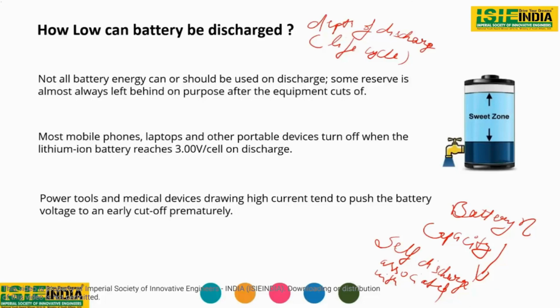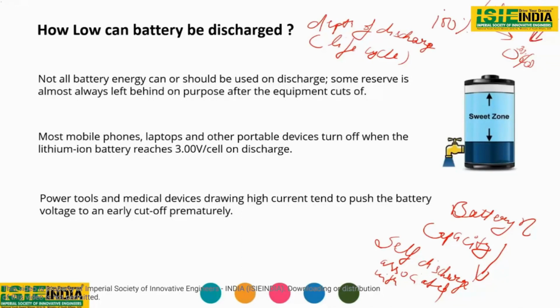So now there is a question: how low can a battery be discharged? Generally we think that if we have charged our battery 100%, then we are allowed to discharge the cell completely, or go for 0%, or completely utilize the charge of our battery pack. But this is not so. We cannot go for complete discharge. Why? Because if we discharge a cell completely, the life cycle of the cell is going to reduce.